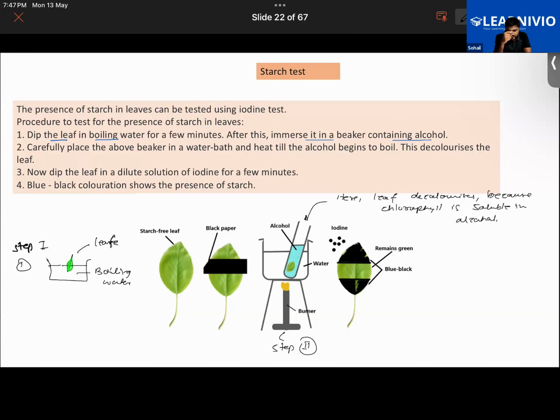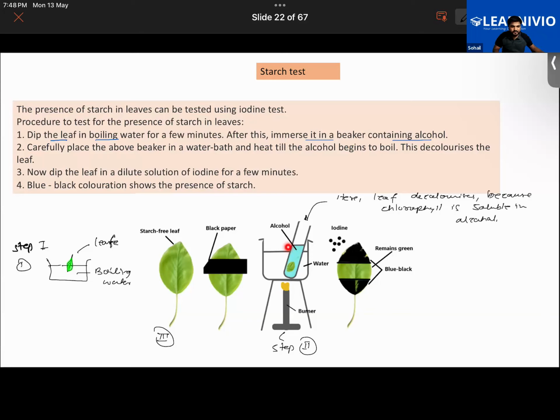Okay, now you have taken out this leaf that was dipped into it. Now in the third step, you have taken this out of the alcohol solution. So far, is it clear to everyone or not? If there's even the slightest doubt in this, please do let me know. Otherwise, you won't understand the whole process.